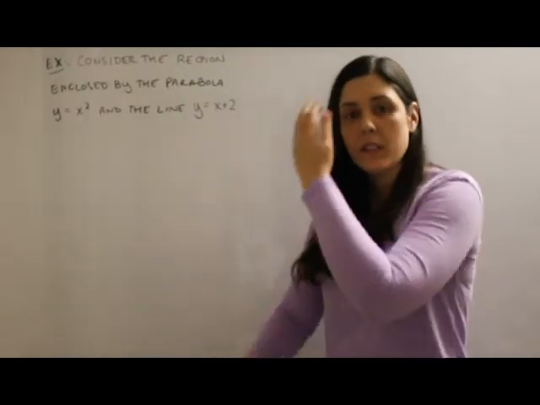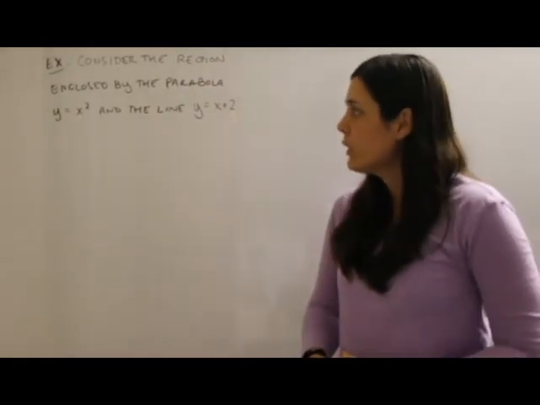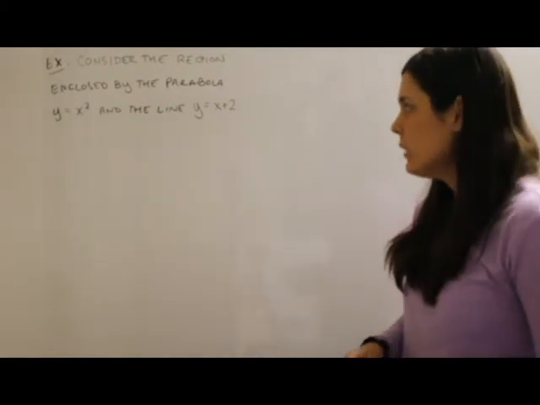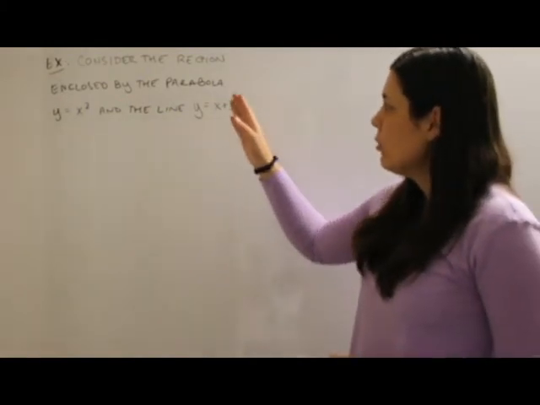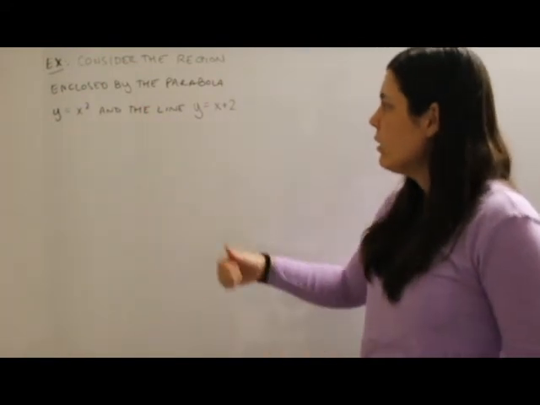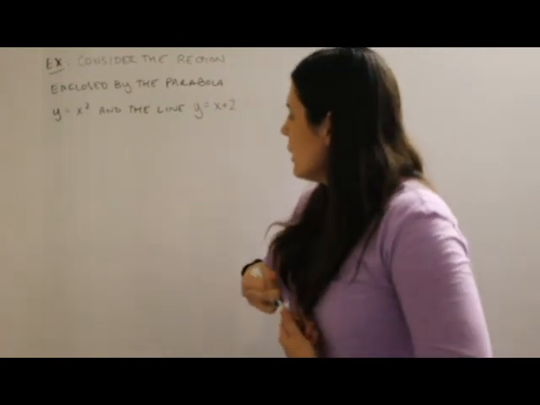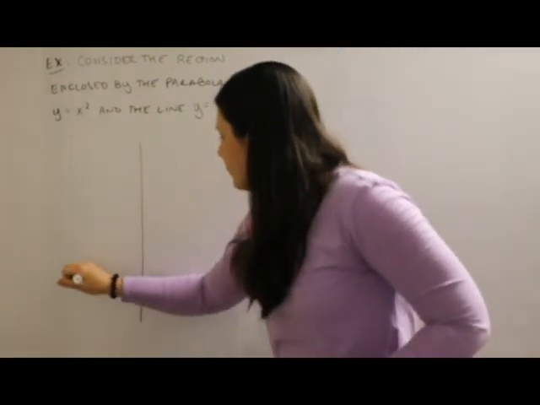Alright, let's look at this example. We're just going to take a look at the region, and this is going to be an example of the additive property we just discussed. So consider a region that's enclosed by this parabola, y equals x squared, and this line y equals x plus 2. Let's draw our sketch real quick.